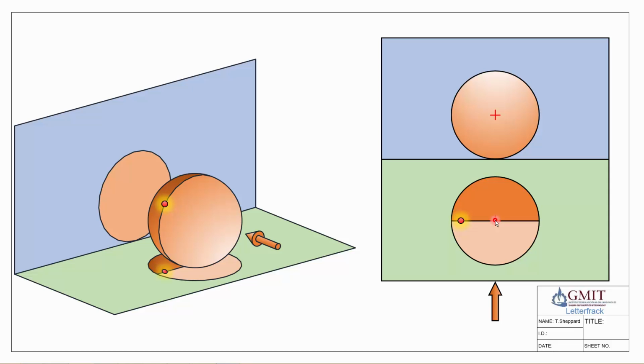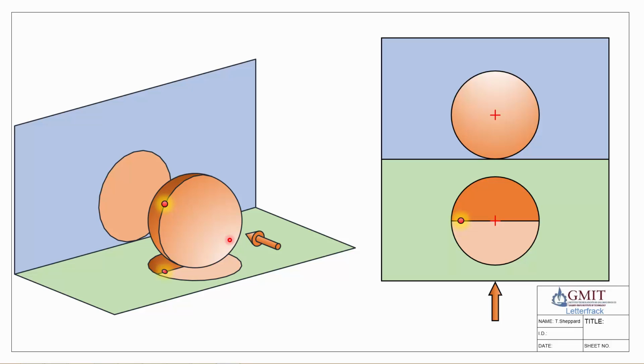So to start with, we're going to take the example here of a sphere which has a point on its surface. Looking at our object, we have our 3D view over here and our 2D view over here, and from the 3D view we can see that the point we're starting off with is located on the extreme generator of the object when looking in from the front.